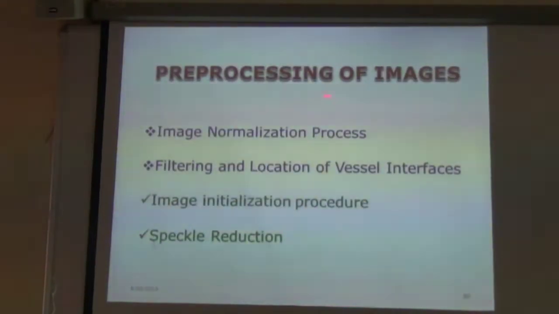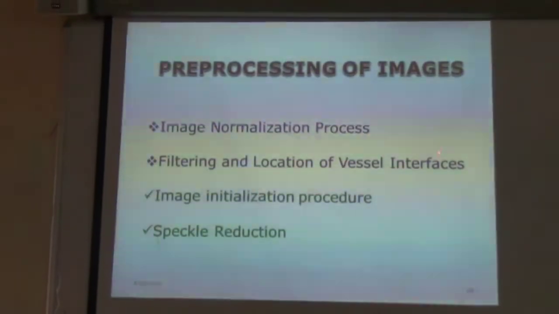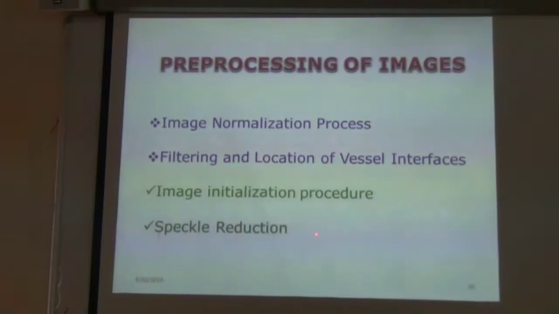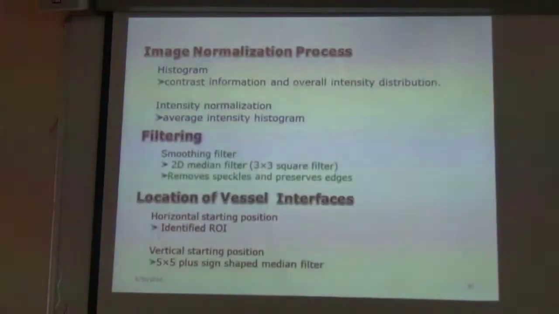Next. The pre-processing has been done by image normalization, filtering and localization for the dynamic programming procedure. Image initialization and speckle reduction have been done for active contour segmentation. Next. What is image normalization? Simple histogram contrast information, equalization has been done. There I determined where the frequent repetition of 0 and 1s is, to locate the pixels for the intima and adventitia. Then average intensity histogram, because I am not working with a small 3x3 portion of the frame.